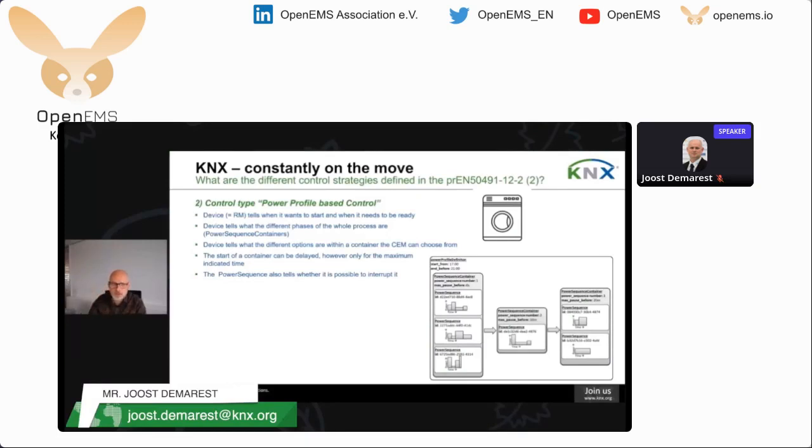Actually, the device will inform about when it wants to start and when it wants to be finished. So as you can see here from this snapshot again, it will inform about its start time, be it 5 o'clock in the evening, and when it would wish that the whole program is finished by 9 o'clock in the evening. So the device will inform about the different phases of the whole process.